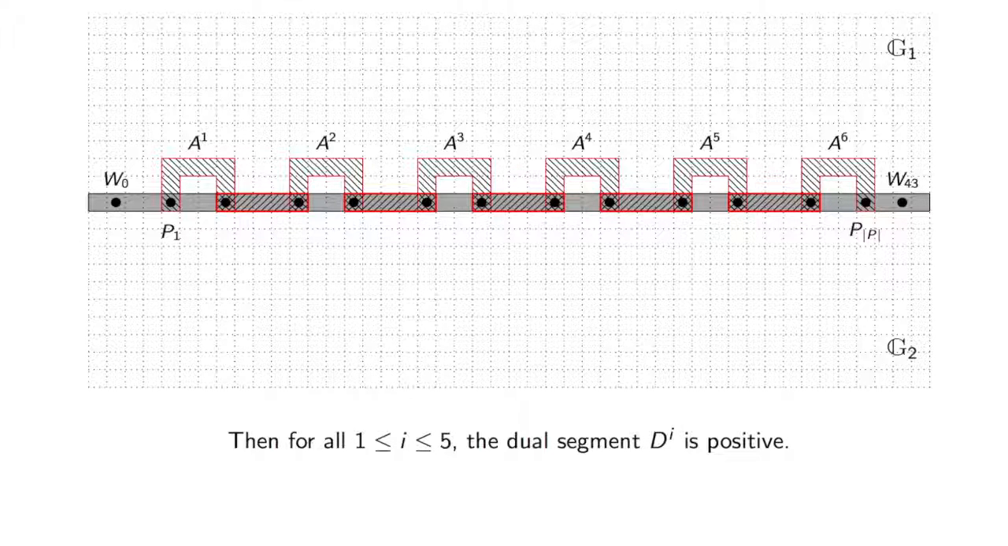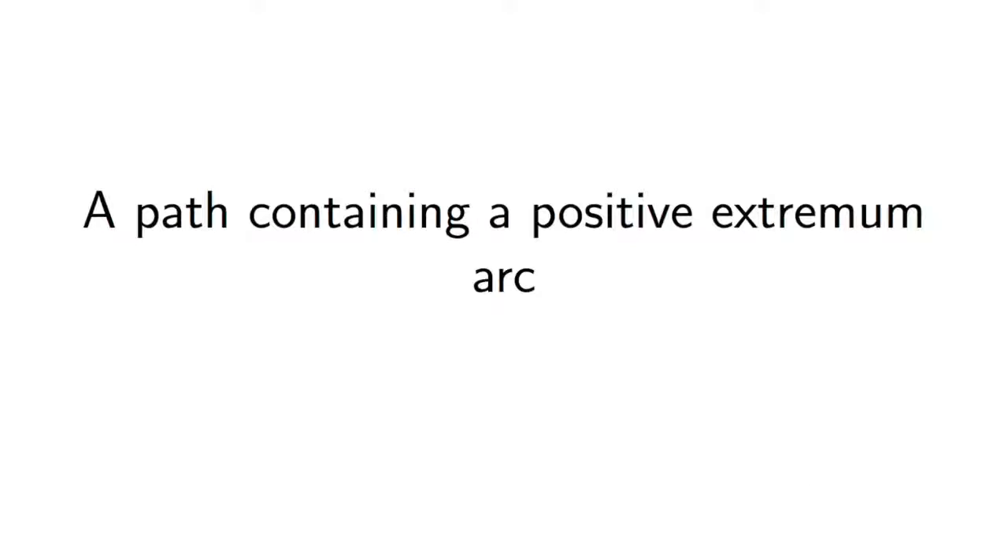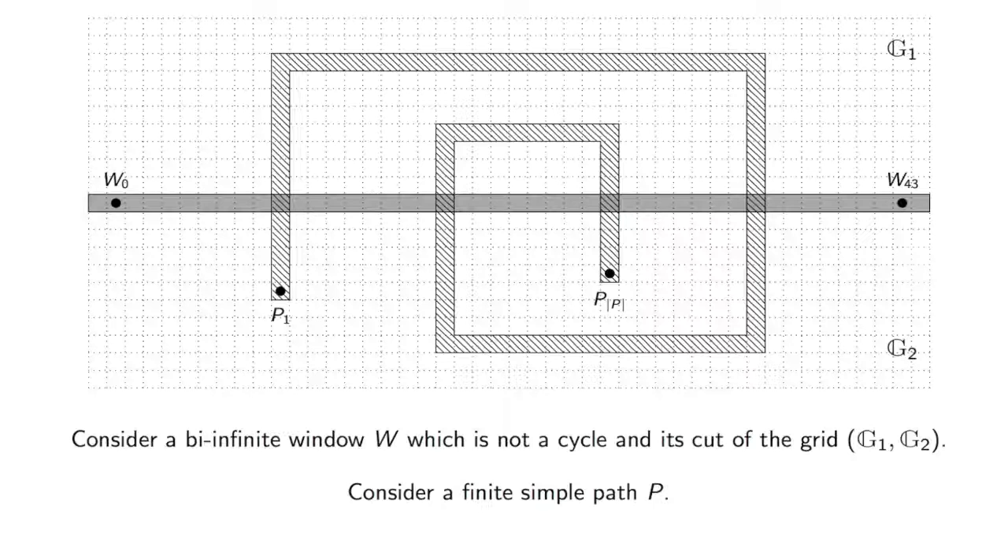Then all finite dual segments are positive. The decomposition of an extremum positive path in extremum arcs is positive. Here is an example of a path P which matches the direction of the arcs and the direction of the dual segments. Before concluding the toolbox, we present some applications of these results.